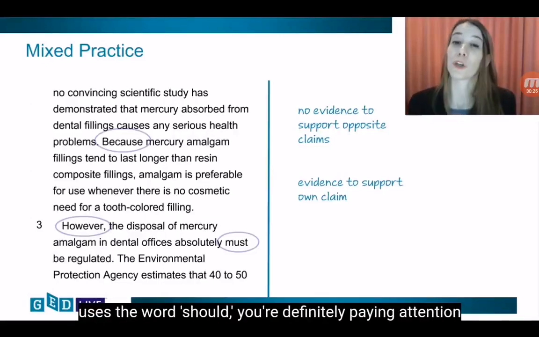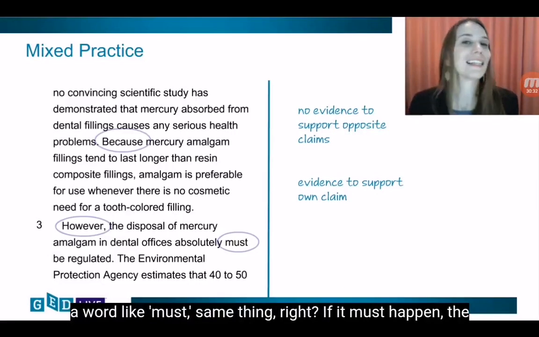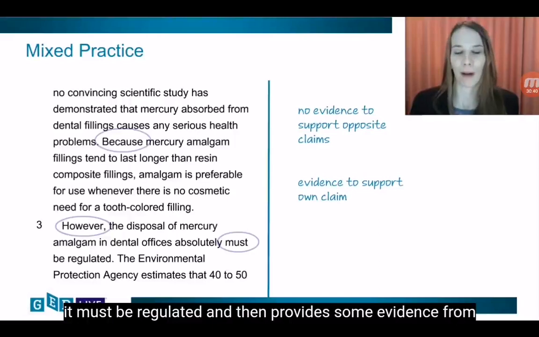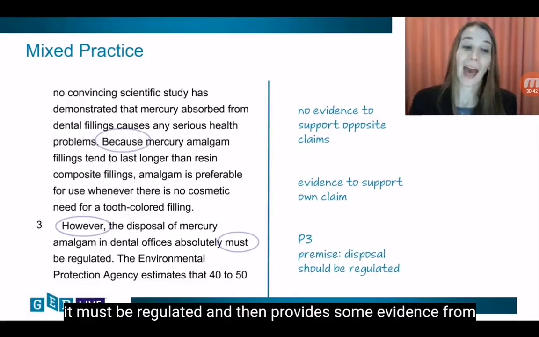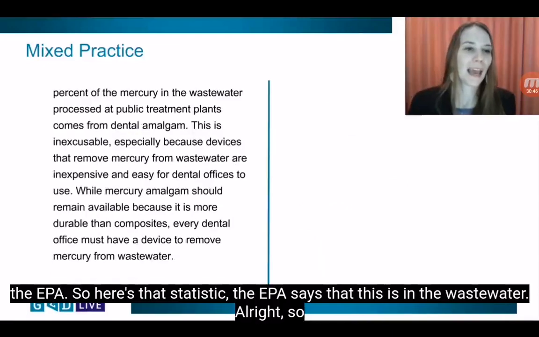If an author uses the word should, you're definitely paying attention because that introduces his or her opinion. If the author uses a word like must, same thing. If it must happen, the author definitely feels strongly about this. The author is saying it must be regulated and then provides some evidence from the EPA. So here's that statistic. The EPA says that this ends up in wastewater.